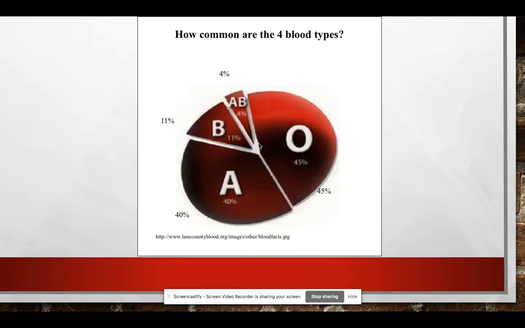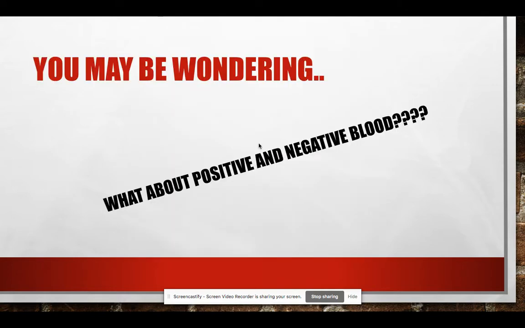There may be one thing that you're thinking I'm missing. You may be wondering, well, what about positive and negative blood? That is another component to blood typing, and a very important one as well, that we'll be going over tomorrow.